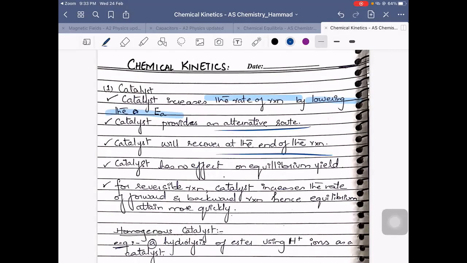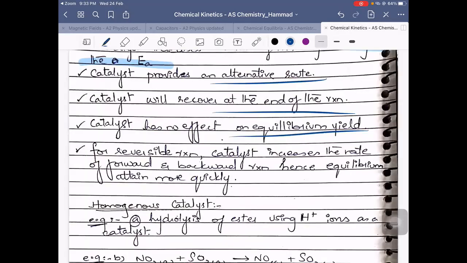Catalyst will recover at the end of the reaction. Catalyst has no effect on the equilibrium yield. If it's a reversible reaction, it will decrease the energy of activation for the forward as well as the backward reaction. So basically it speeds up the process for both of them. For reversible reactions, catalyst increases the rate of the forward and backward reaction.